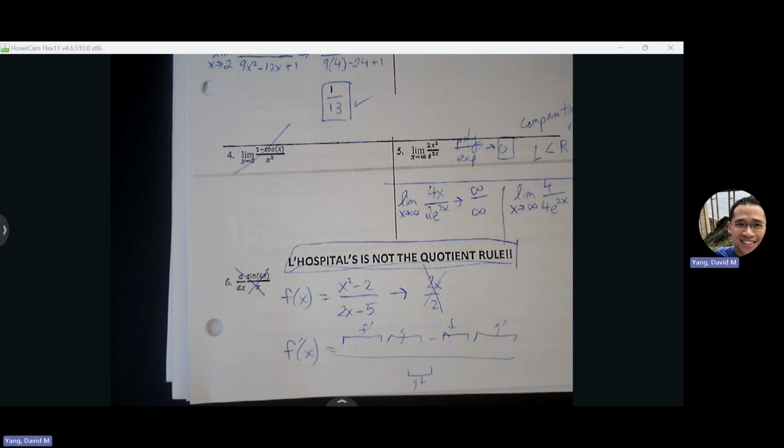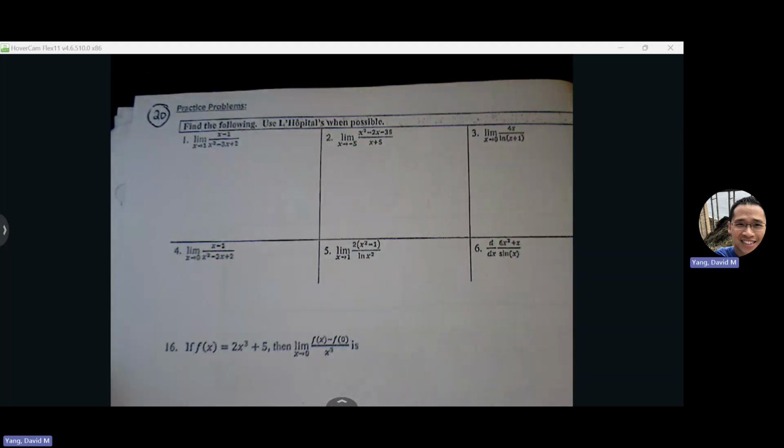Let's see. All right, next page. There's only a few problems we can do on the next page, since a lot of this involves functions we haven't learned derivatives for yet. So we'll try 1, 2, and 4. Go ahead and try those problems.